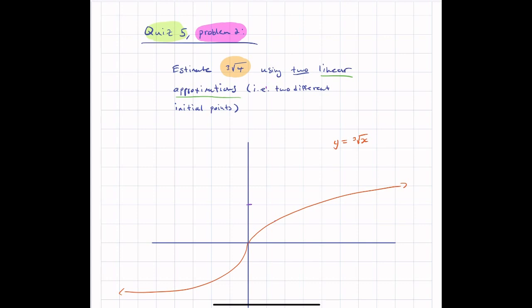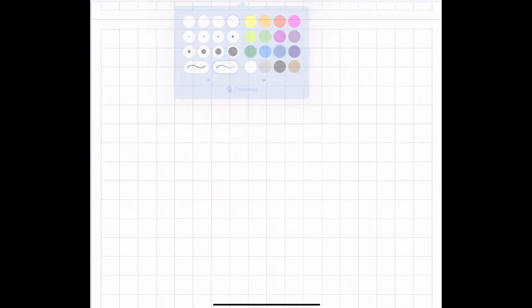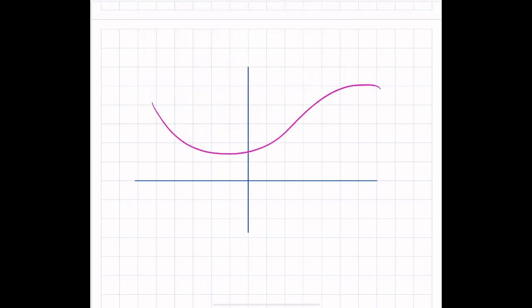I'll just come down here and review quickly the idea. What we're doing is using the fact that the tangent line is the best linear approximation. We talked about this in tutorial. The best linear approximation of a function near a point. So when we're close to a point, it's going to be the best linear approximation.